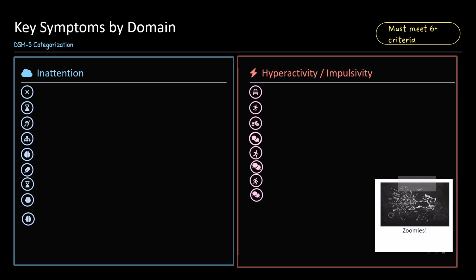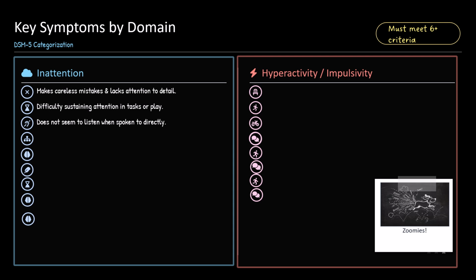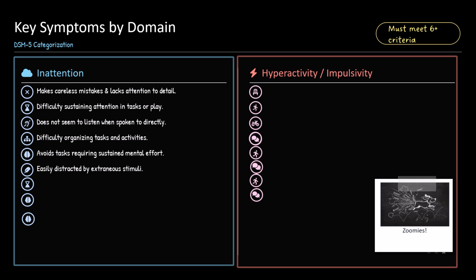So for inattention, they might make careless mistakes and lack attention to detail. They might have difficulty sustaining attention in tasks or play. They don't seem to listen when spoken to directly. There's difficulty organizing tasks and activities. They avoid tasks requiring sustained mental effort, and they're easily distracted by external stimuli. They don't follow through on instructions and they have difficulty finishing tasks. They can be forgetful in daily activities, and they can lose things needed for tasks.